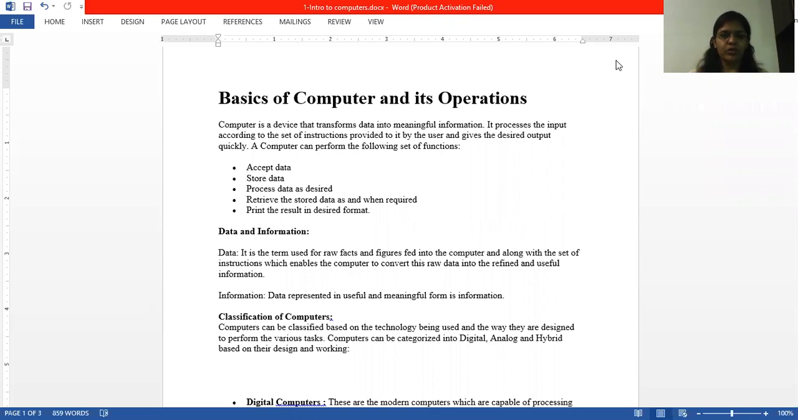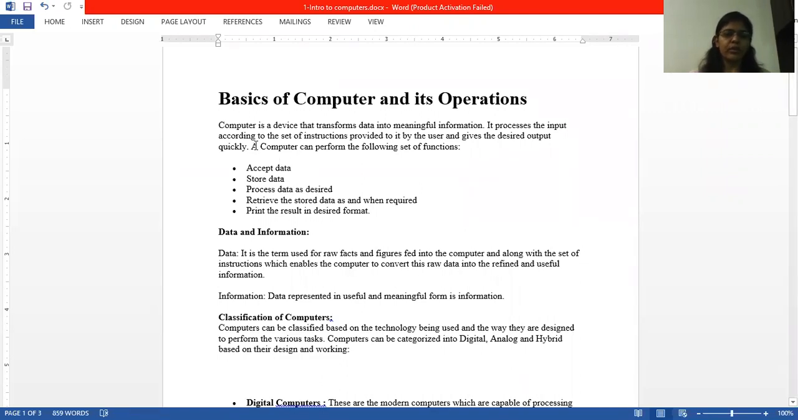Faculty of FE. So today we discuss a topic: what is a computer, what are the basics of the computer, and what are its operations. So today we read about the topic basics of computer operation. In this session we cover the basics of computer. Let us have a look at our first topic, our first session, that is computer.